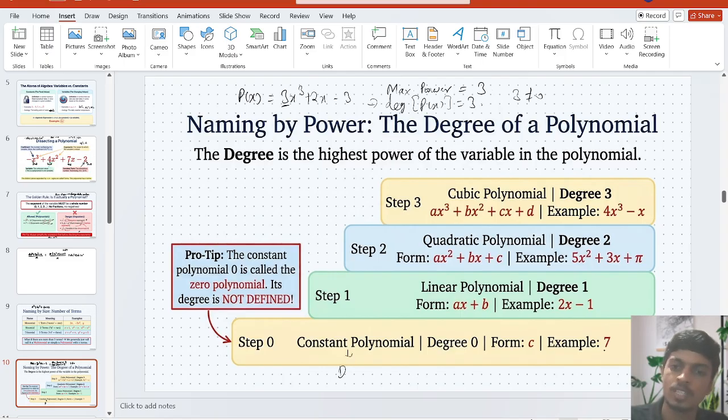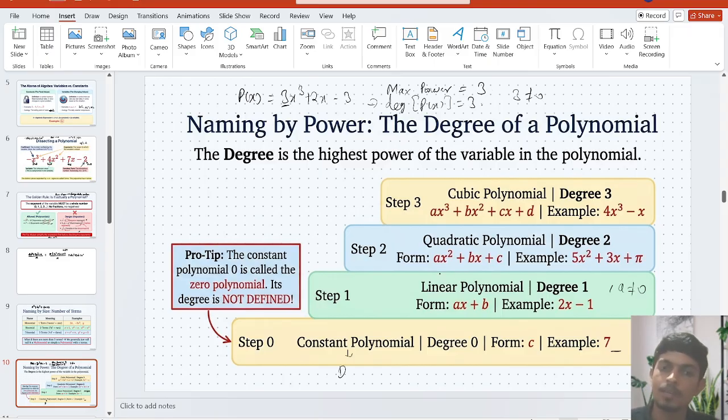Form c, example 7. A linear polynomial is one whose degree is equal to 1. It has the form ax plus b, where a is not equal to 0, for example 2x minus 1. Here you see that the coefficient of x is non-zero, so this is a degree 1 polynomial. A quadratic polynomial means degree 2.